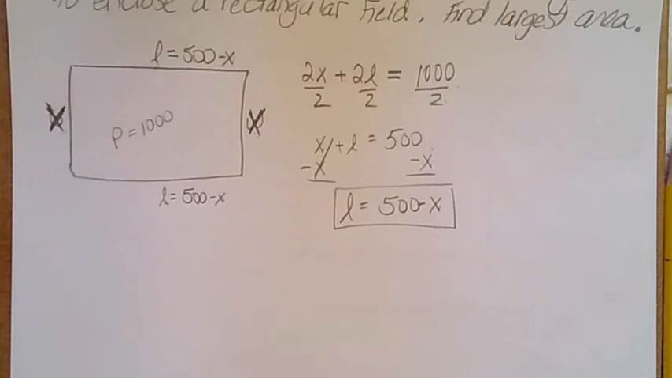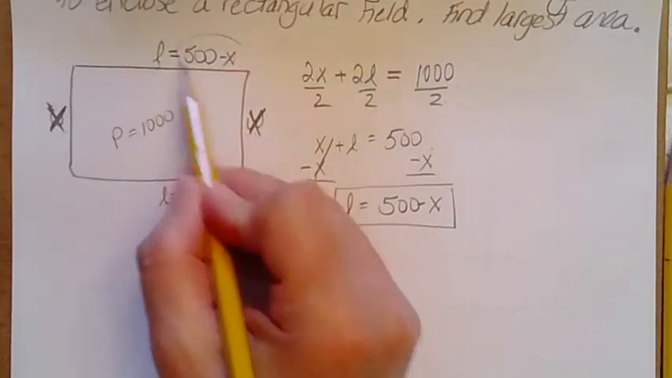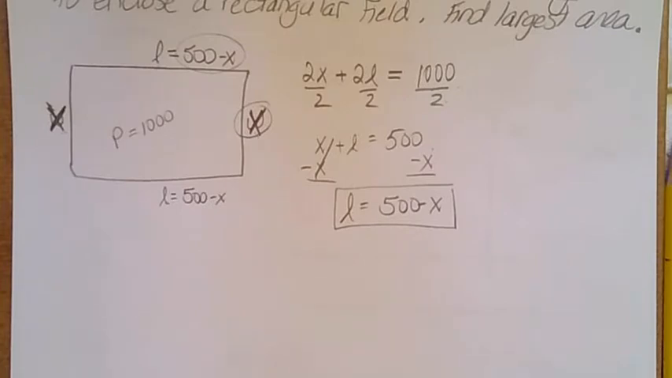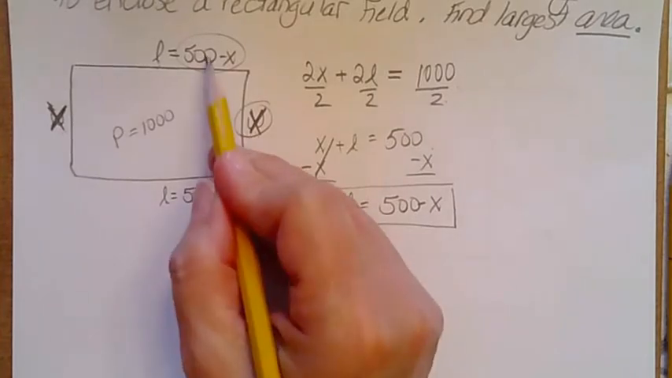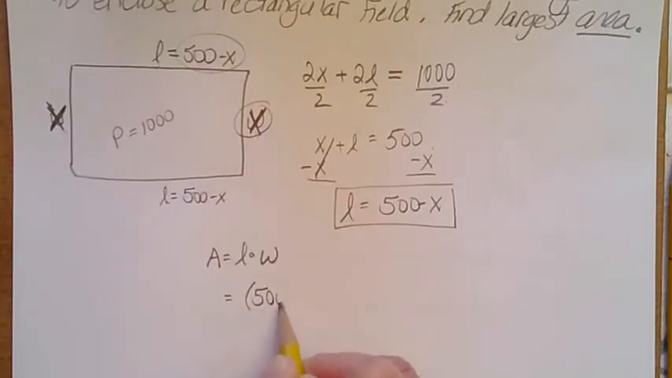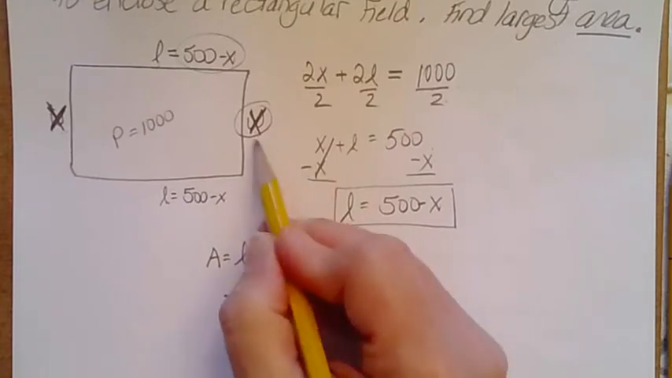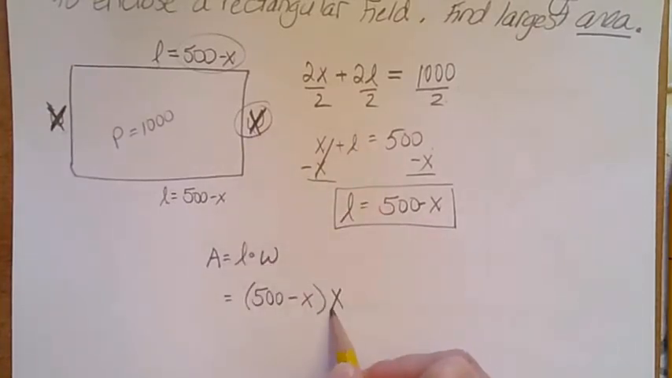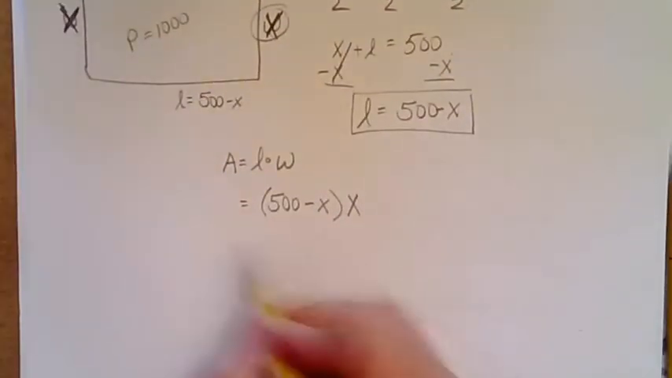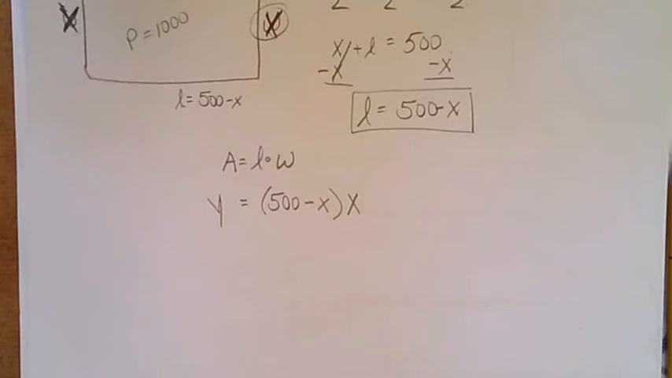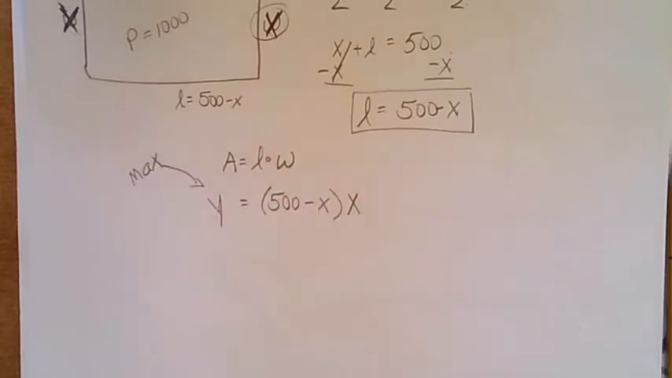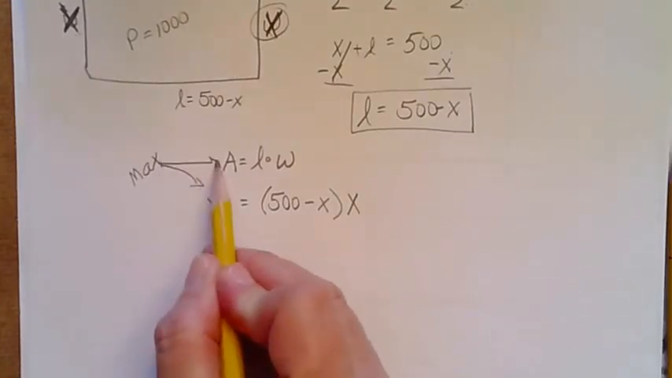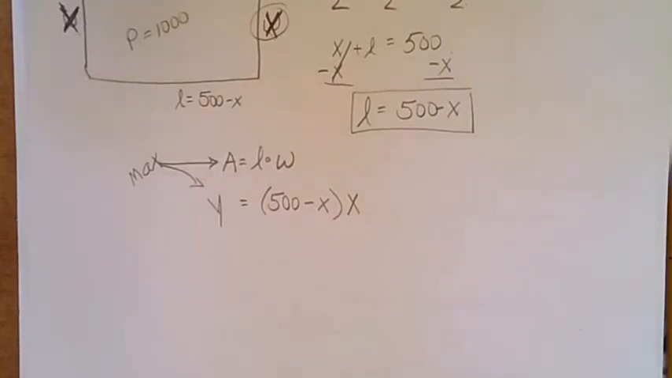Okay, so now that I have my length and my width in terms of x, now I can find the area. Remember, your area is length times width, and our length is 500 minus x, and your width is x. That is equal to your area, and we're going to call the area y. We want to maximize, we know that, right? We want to find the maximum value of y. We want the maximum area. So let's plug this into our calculator now.